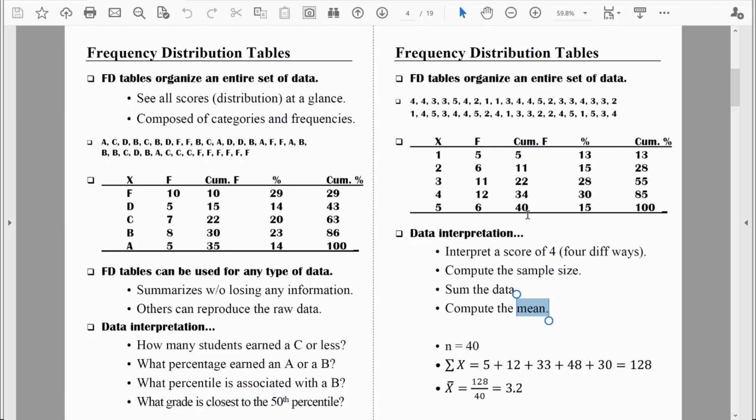You should be able to take any one of these tables and just like we did, reproduce all of the data, sum all of the data, figure out the sample size, compute a mean. In other words, you should be able to interpret that table.